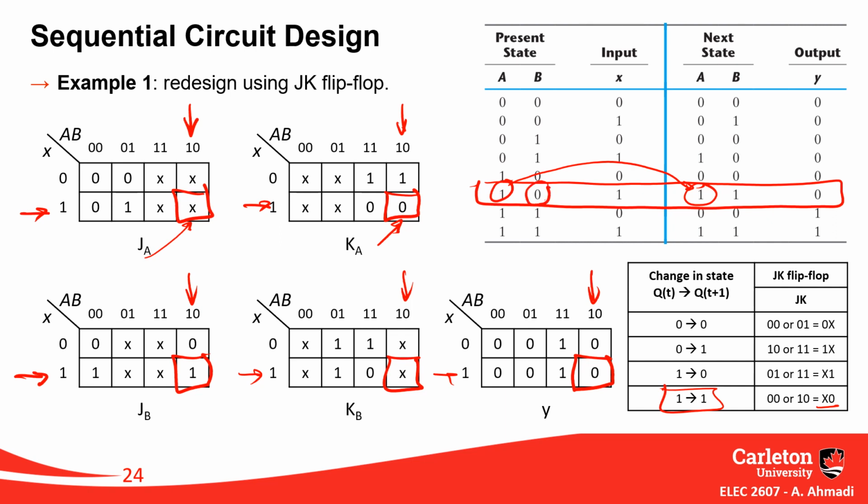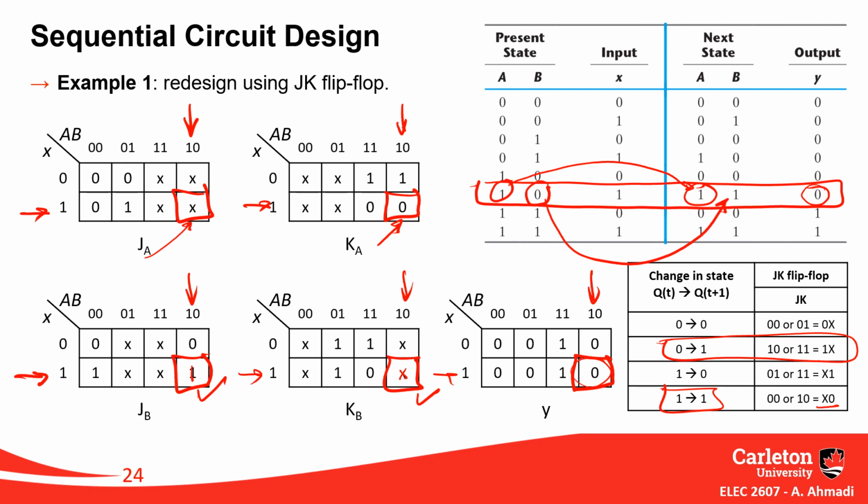B changes from 0 to 1. You see? Means this one. Which means J must be 1, K don't care. J must be 1, and this one don't care, which are correct, both. Okay? And your output is 0. Your output is 0 when A is 1, B is 0. See here. And so on, and so on.